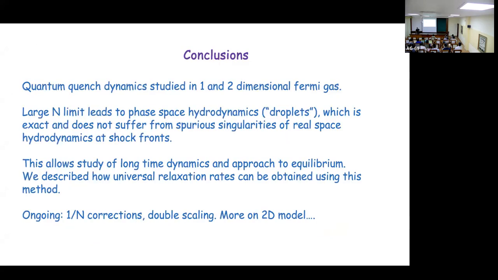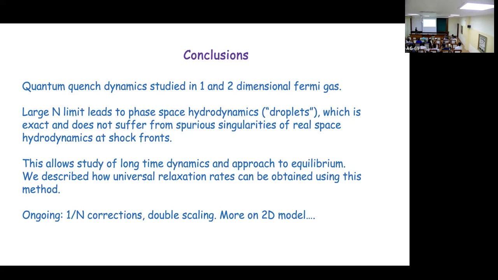And here's the conclusion after 521. We have described quantum quench dynamics studied in a two-dimensional Fermi gas, two dimensions with the limited context, as I said. The large M limit leads to phase space hydrodynamics with a droplet picture, which is exact and does not suffer from spurious singularities of real space hydrodynamics and shock fronts. This allows study of long-time dynamics and approach to equilibrium. We described how universal relaxation rates can be obtained using this method.